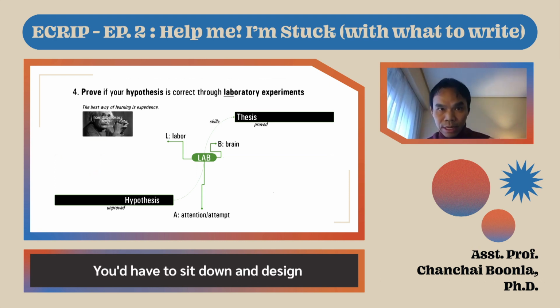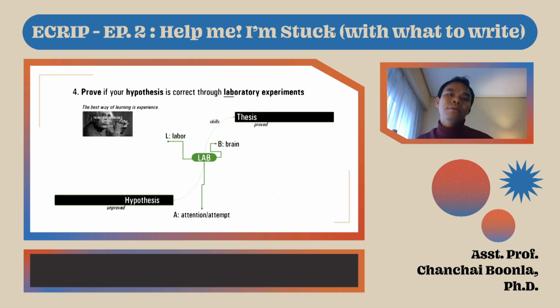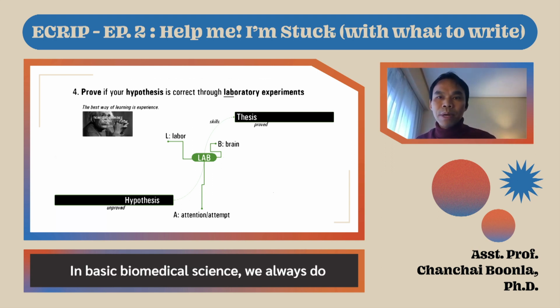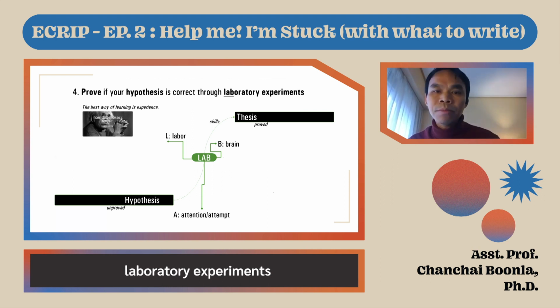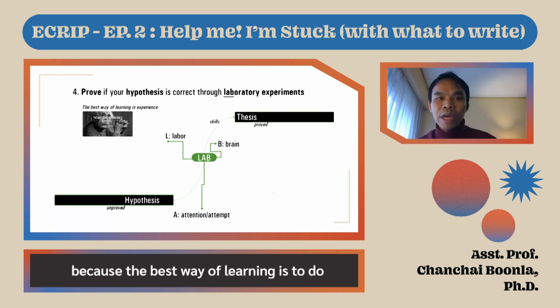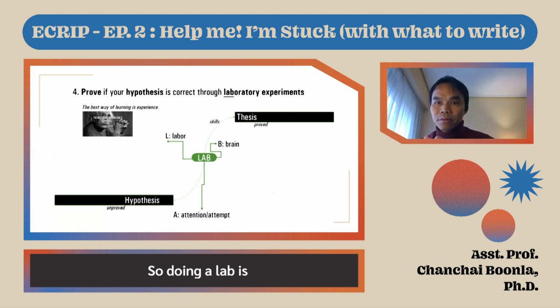And you have to sit down and design your laboratory experiment to prove your hypothesis. In basic biomedical science, we always do laboratory experiments to prove whether our hypothesis is right or wrong. Actually, this is a good learning process, because the best way of learning is to do or to experience. It's not just reading.